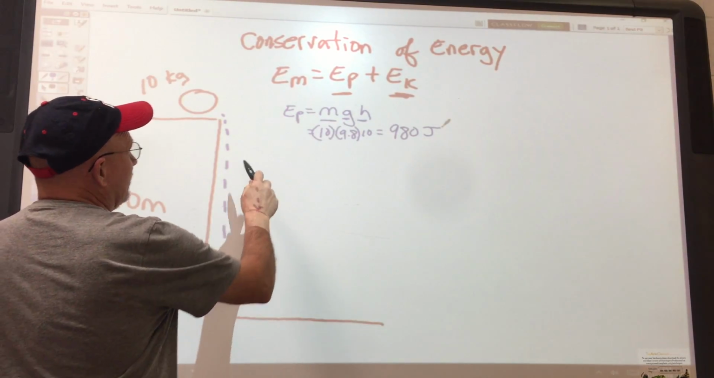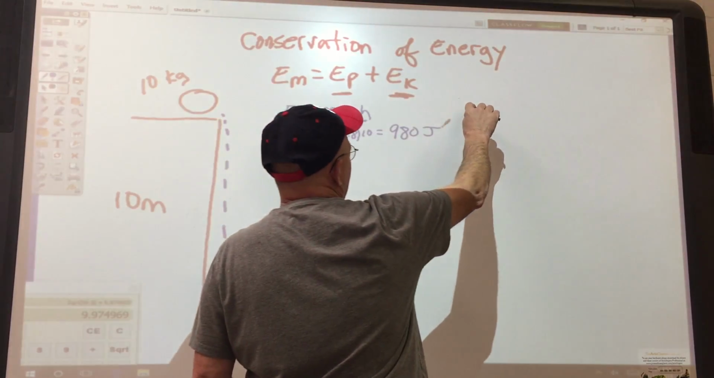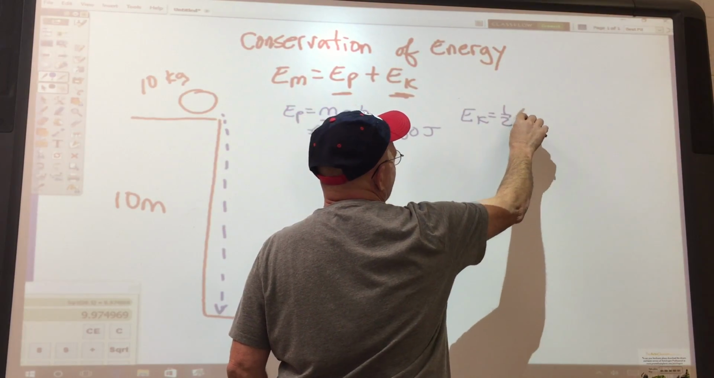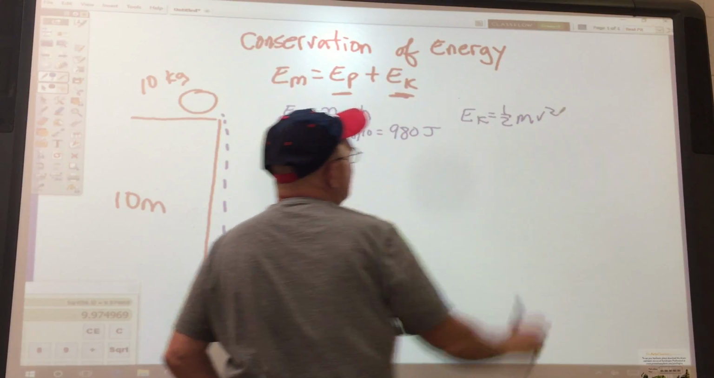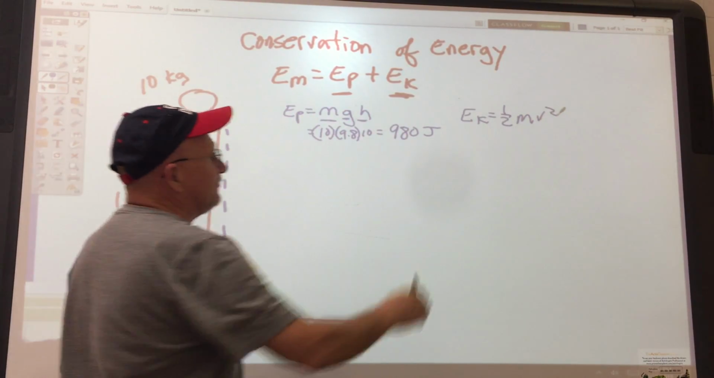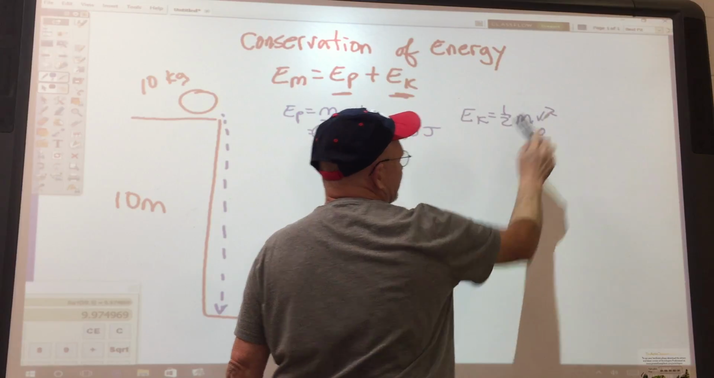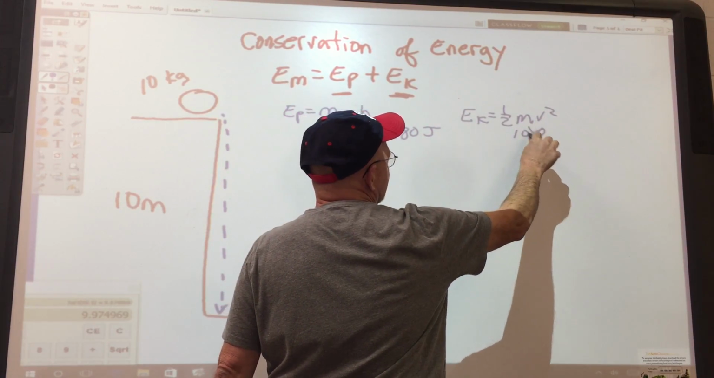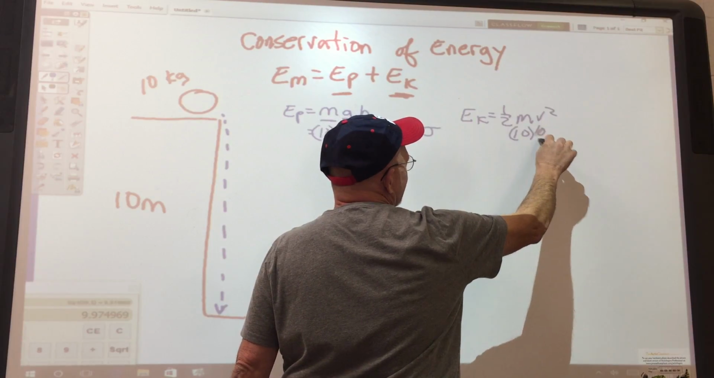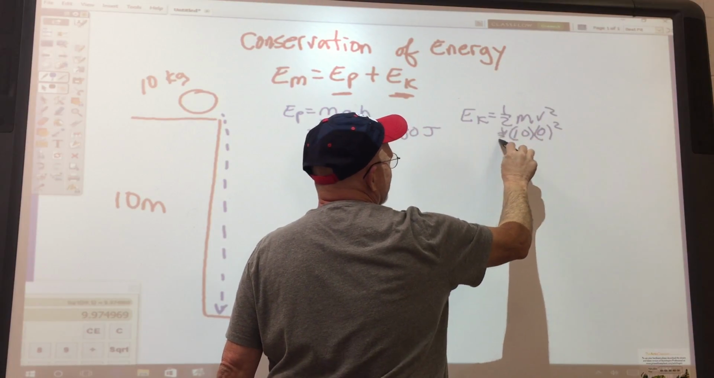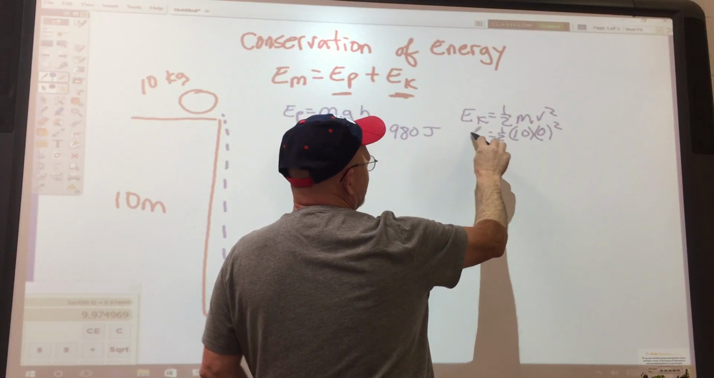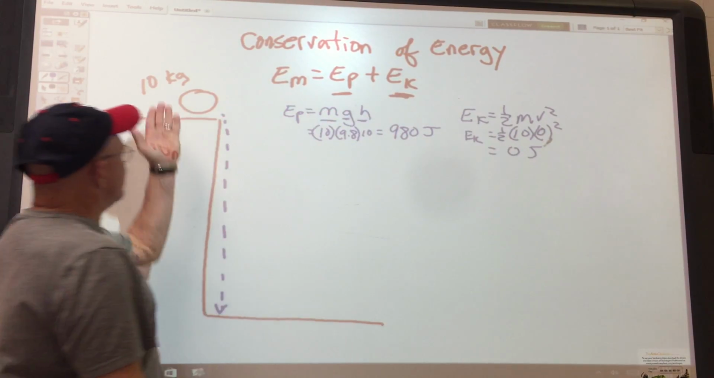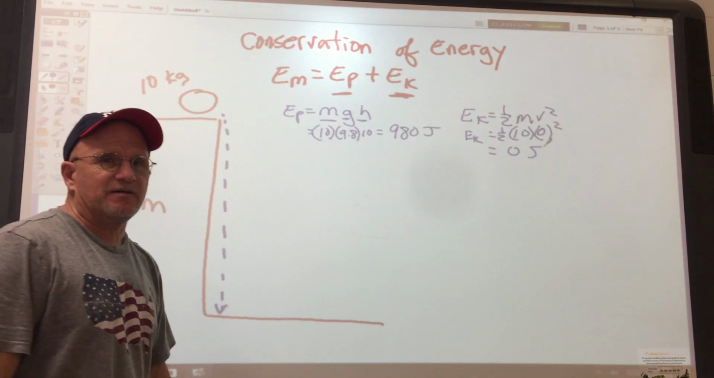We also know at the top that we can consider its kinetic energy, and the formula for that is 1/2 mv squared. But since it's not moving, it has zero velocity. The mass may be 10, but since it has no velocity, I can plug all that into the formula, and when I do, I realize multiplying by zero gives me 0 joules, which makes sense because it's at the top and it's sitting still and it's not moving.